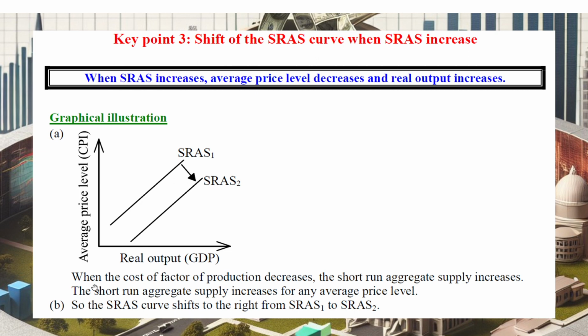Okay, so when the cost of factor of production decreases, the short run aggregate supply increases. Okay, and the short run aggregate supply increases for any average price level. So the SRAS curve shifts from SRAS 1 to SRAS 2. So okay, why does the average price level decrease? Because of cheaper factors of production, so cheaper products. They're correlated, consistent, coherent.